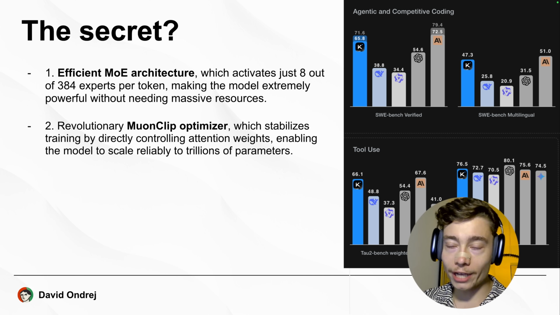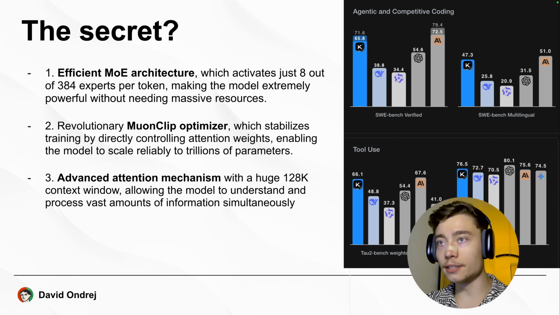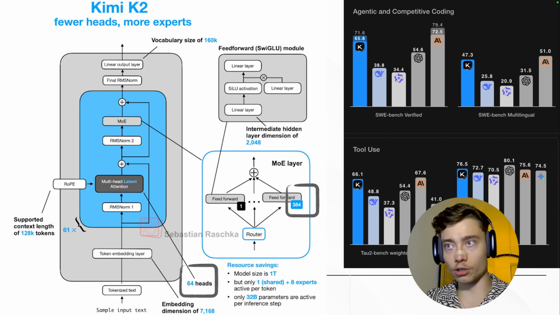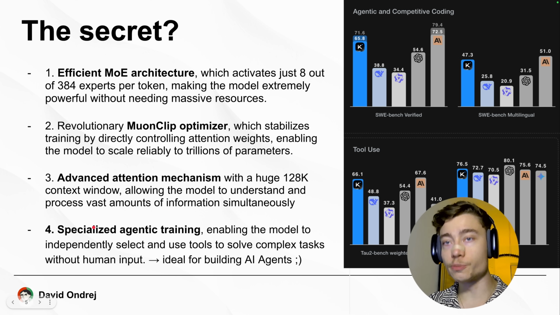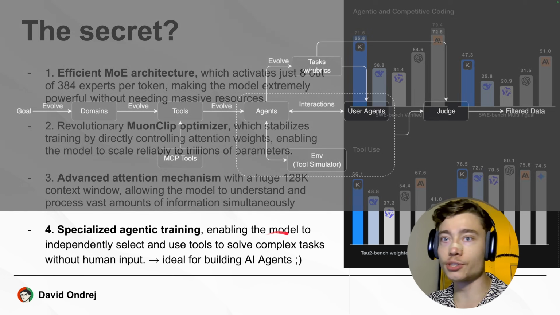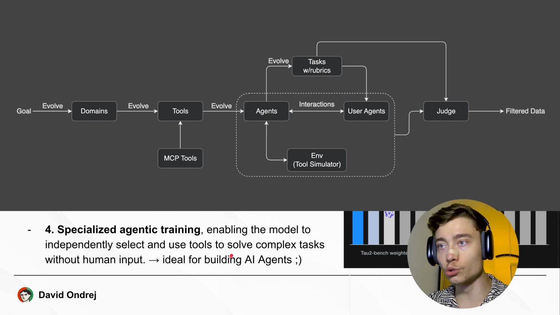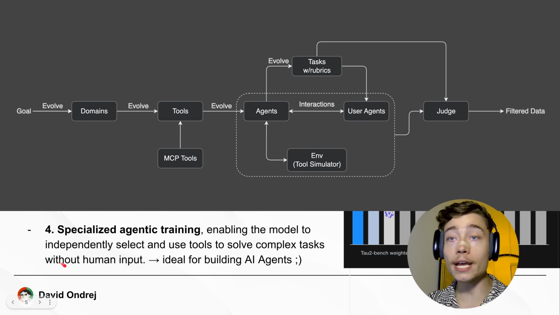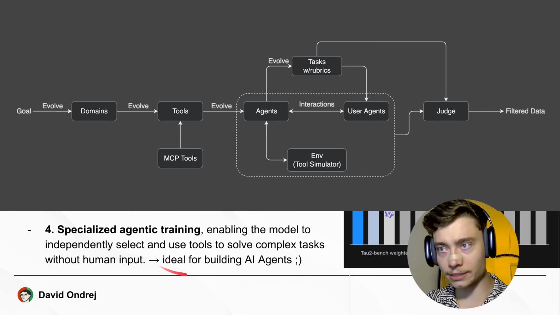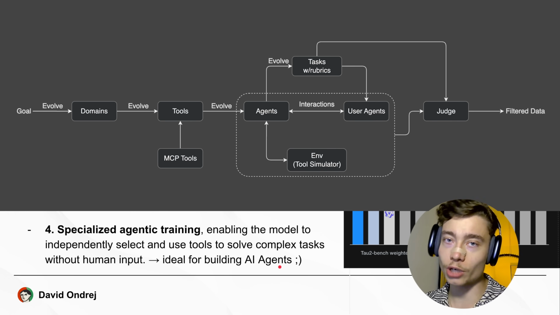Reason number 3 why Kimi K2 is insane: the advanced attention mechanism with a huge 128K context window. This allows the model to understand and process huge amounts of data all at once. And number 4, the specialized agentic training, which enables the model to independently select and use tools to solve complex tasks without any human input. And this is what makes it ideal for building agents, which is what I'll show you in this video.